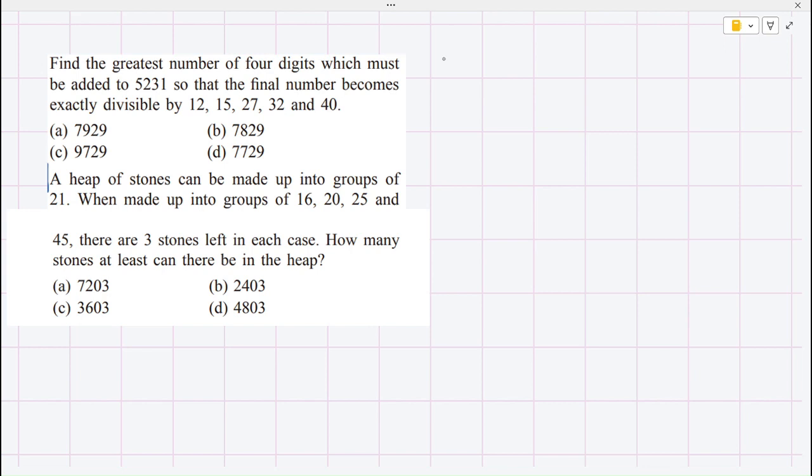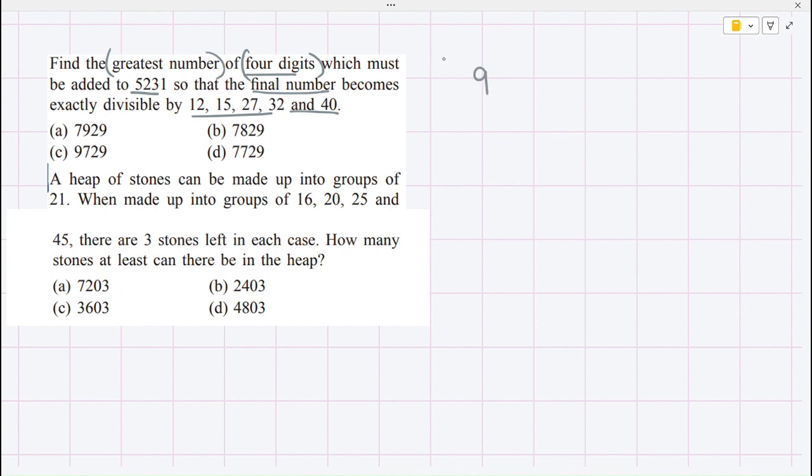The next question says find the greatest number of 4 digits. Again, this is the concept of the greatest number of 4 digits which must be added to 5231 so that the final number becomes exactly divisible by all these numbers. So this is just similar to the previous question that we dealt with.